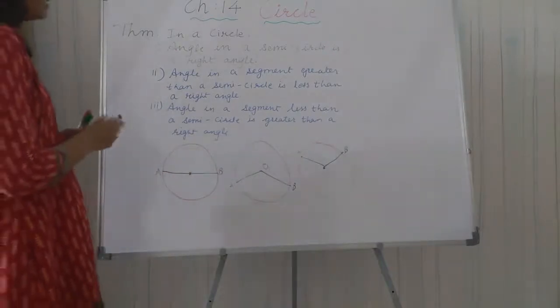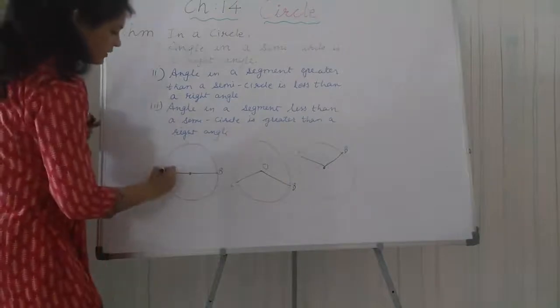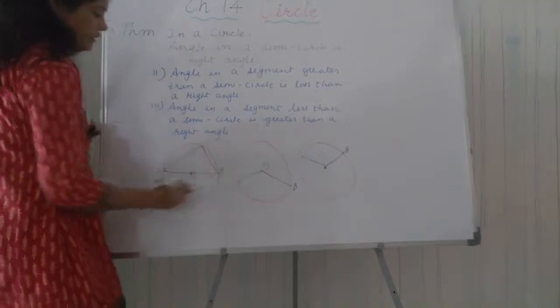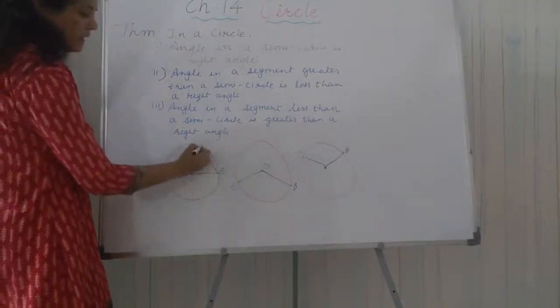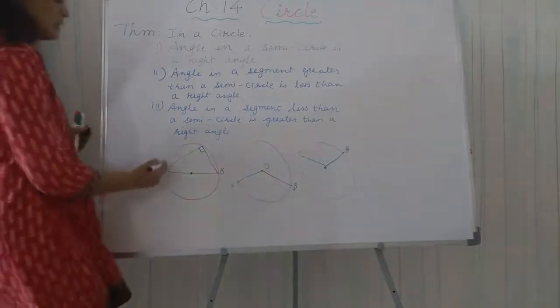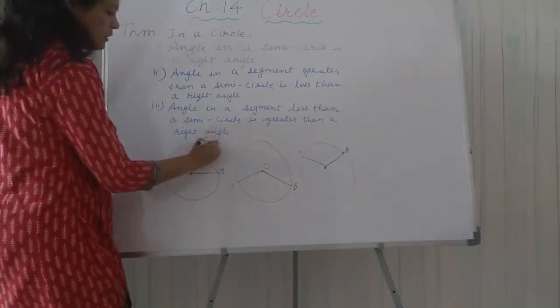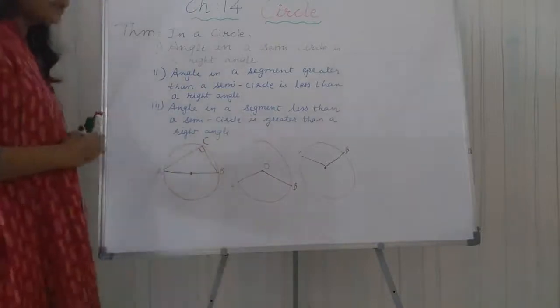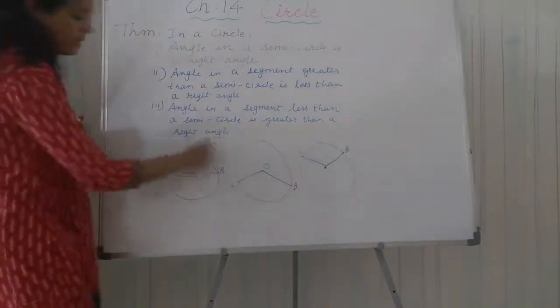So if any angle is drawn at the circumference like this, and it is in the semicircle, then it will always be 90 degrees. Suppose this is angle ACB. This angle ACB is always 90 degrees when it is formed in the semicircle.